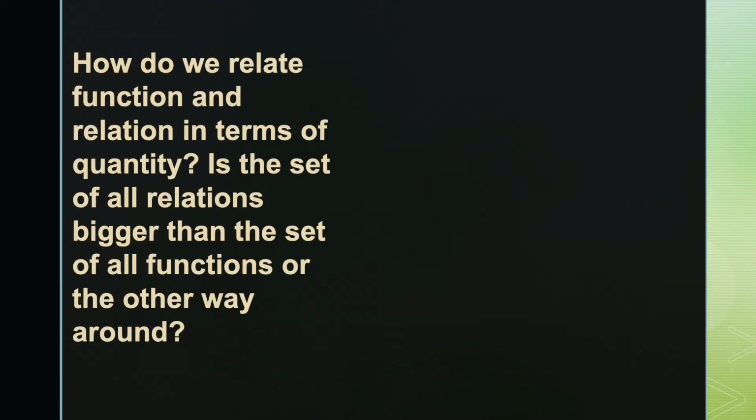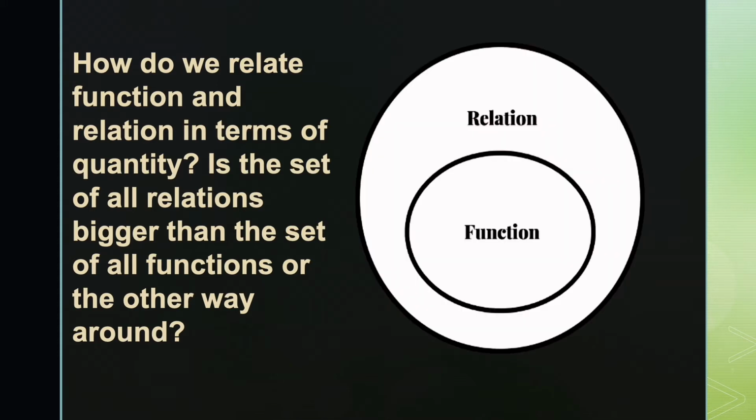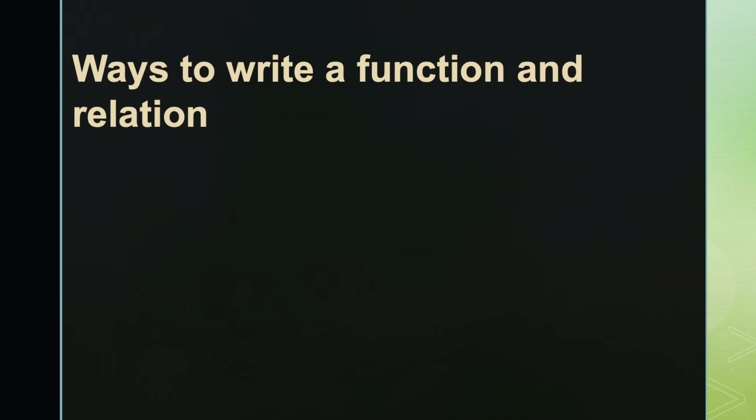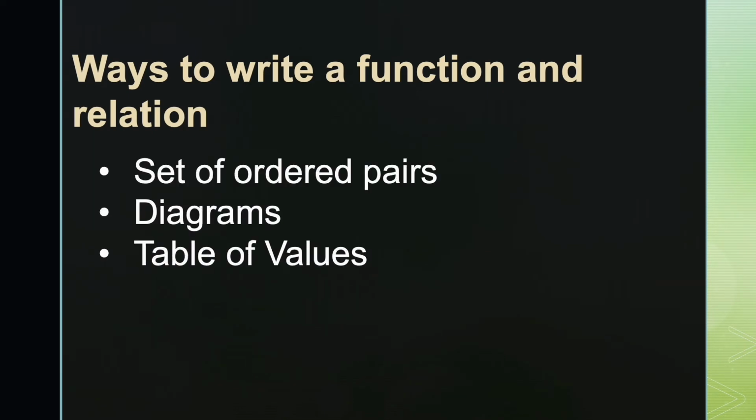How do we relate function and relation in terms of quantity? Is the set of all relations bigger than the set of all functions, or the other way around? The answer is summarized in the Venn diagram. There are many ways to write a function and relation. It can be a set of ordered pairs, diagrams, and table of values.